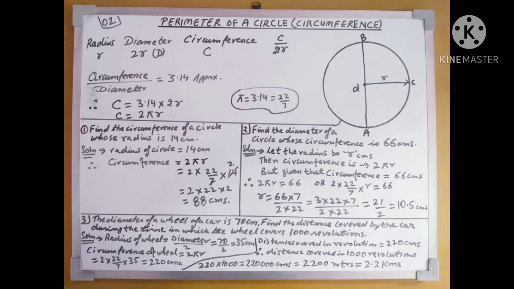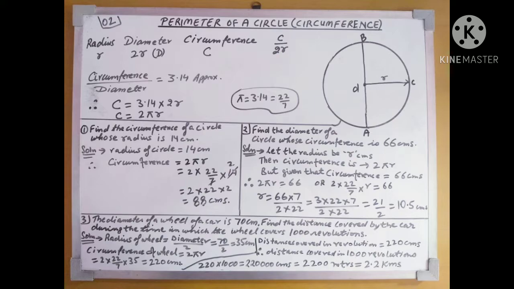Now this number 3.14 is actually called pi, right? In mathematics, we denote this special number 3.14 as pi. So we will write c by 2r is equal to pi. Therefore, c is equal to 2 pi r. Got it? C is equal to 2 pi r. So if you have to find the circumference, you will write 2 into pi into r.